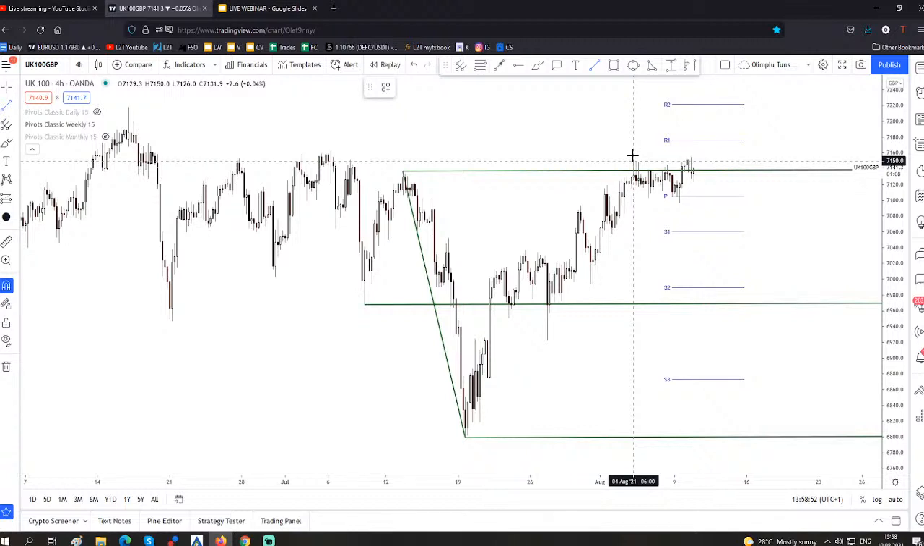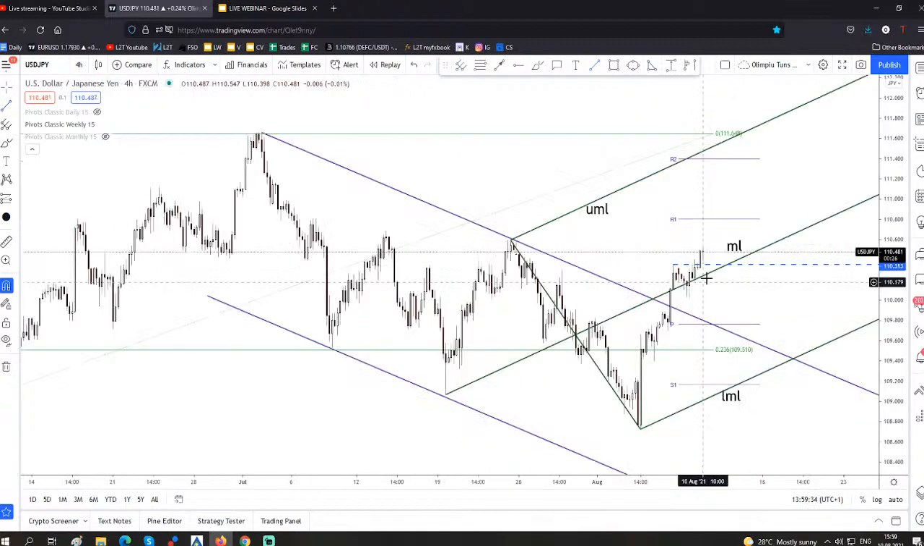US dollar versus the Japanese yen, guys. I will hide that setup. So breakout from this down channel, it has managed to stabilize above the medium line of the descending pitchfork, a new higher high. So the bias is bullish here in the US dollar versus the Japanese yen right now.